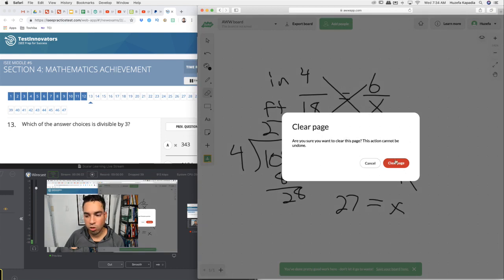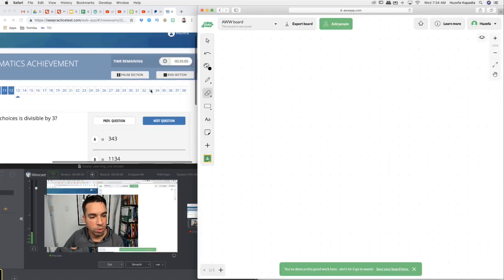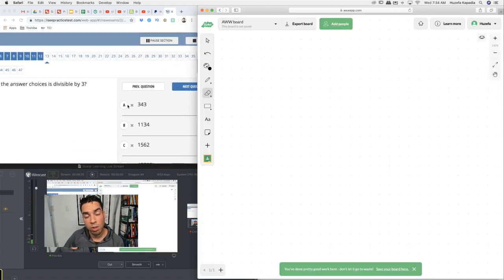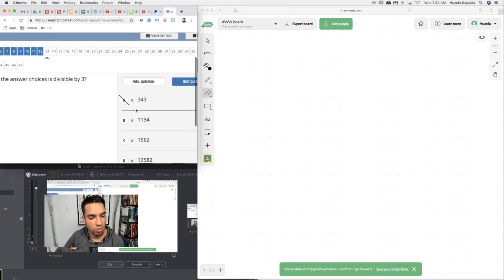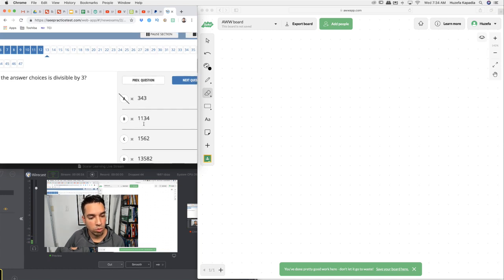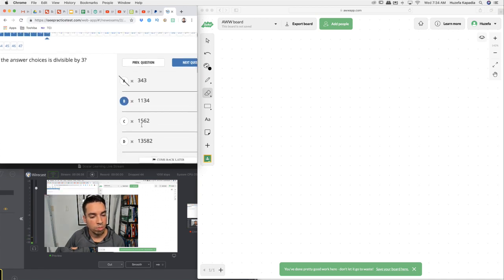We've got which answer choice is divisible by 3. The rule for divisibility by 3, add the digits, and if that sum is divisible by 3, then you know it's divisible by 3. This is 3 plus 7 plus 3 is 10. It's not divisible by 3. 1 plus 1 is 2, plus 3 is 5, plus 4 is 9. That's divisible by 3. 1 plus 5 is 6, plus 6 is 12, plus 2 is 14. Not divisible by 3. 1 plus 3 is 4, plus 5 is 9, plus 8 is 17, plus 2 is 19. Not divisible by 3.